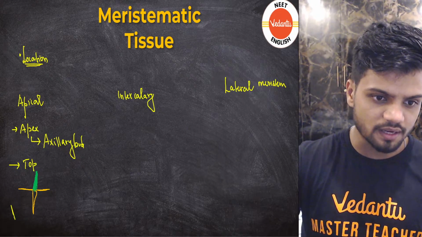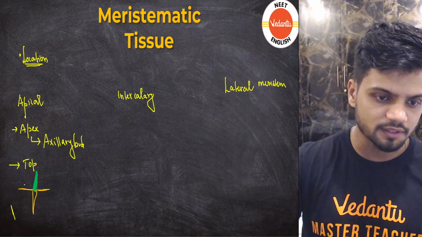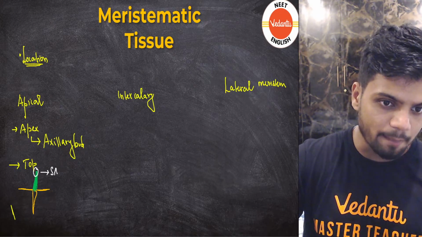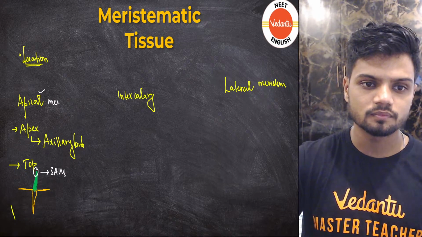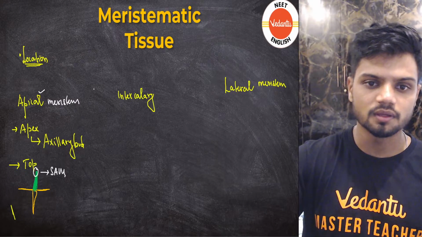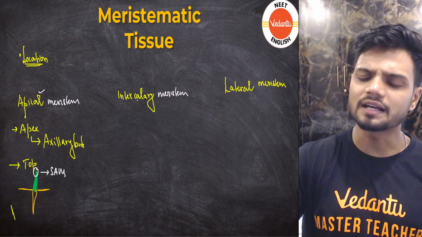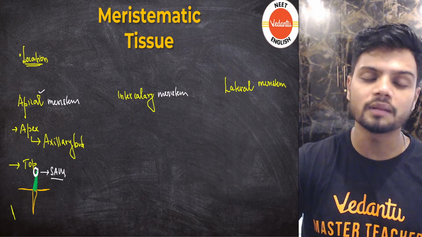Now this shoot is there, right? Can you see this tip? The tip of the shoot. This tip right here is called shoot apical meristem. See, apical meristem. Apical meristem, intercalary meristem as well as lateral meristem. This is a shoot, so this is called a shoot apical meristem.